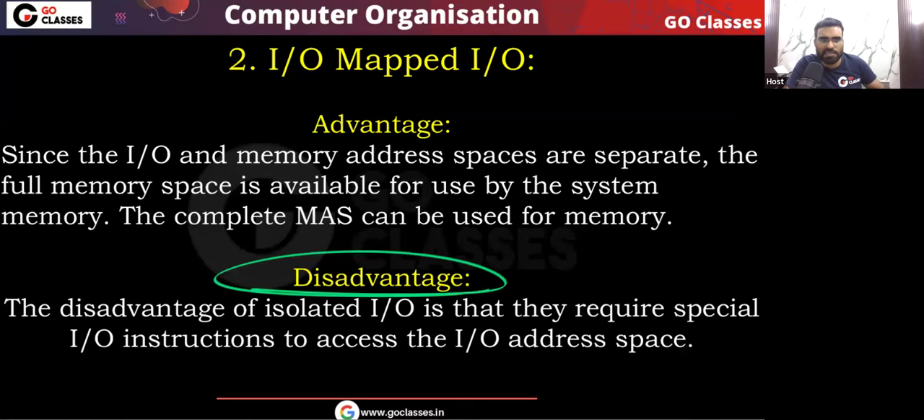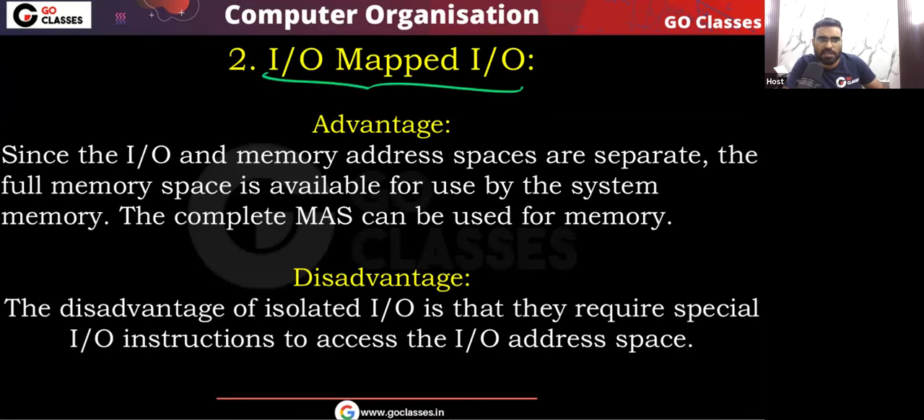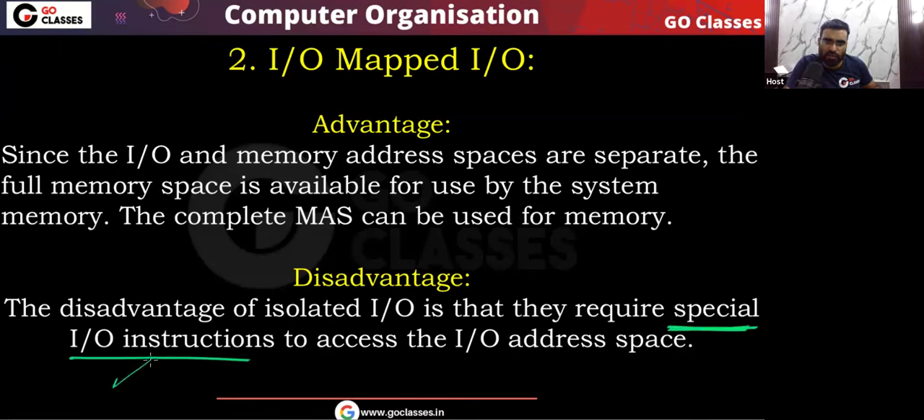What is the disadvantage? Can anyone tell me? What is the disadvantage of IO mapped IO? The disadvantage is that we need special instructions. Yes or no? We need special IO instructions. What are those? Those are in comma out. So we need additional instructions. This is one of the disadvantages, that to access IO, we need different instructions, and to access memory, we need different instructions.